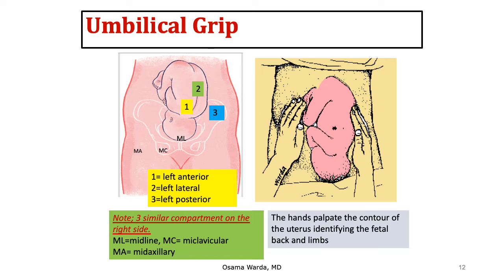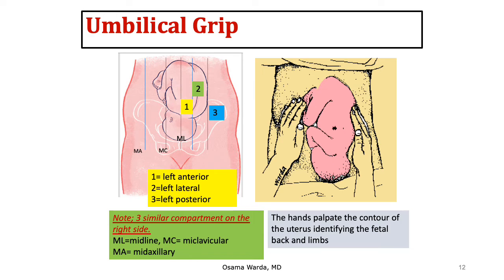For this purpose, we divide the anterior abdominal wall by three lines. The first is the midline, assigned with number 1. The second is the mid-clavicular line. The third is the mid-axillary line. And on the other side, the right mid-clavicular and the right mid-axillary line. We have here 6 areas for possible position of the fetal back.